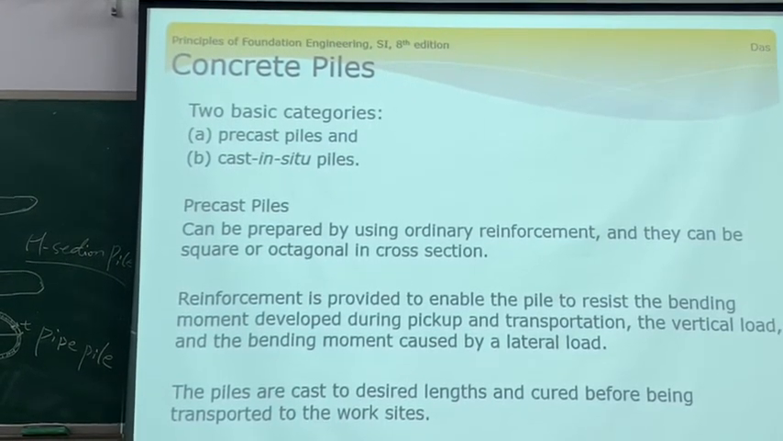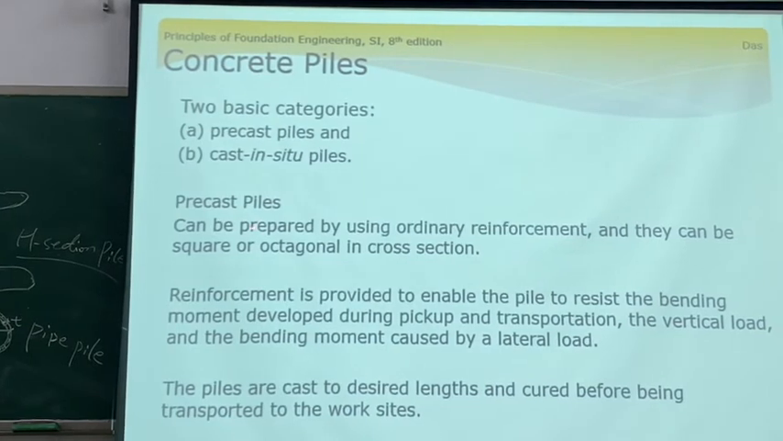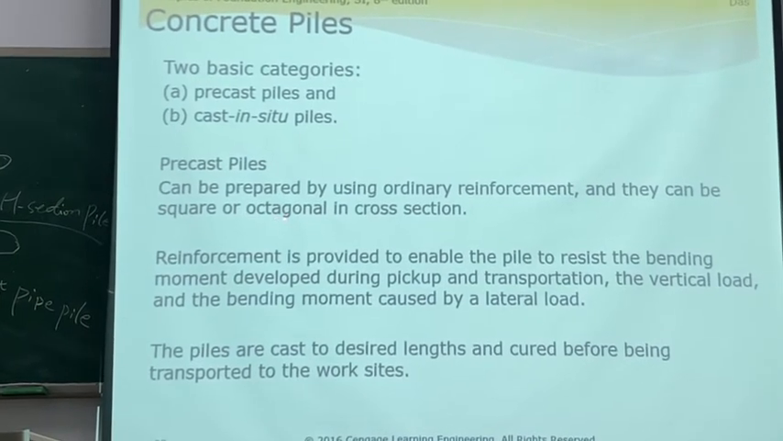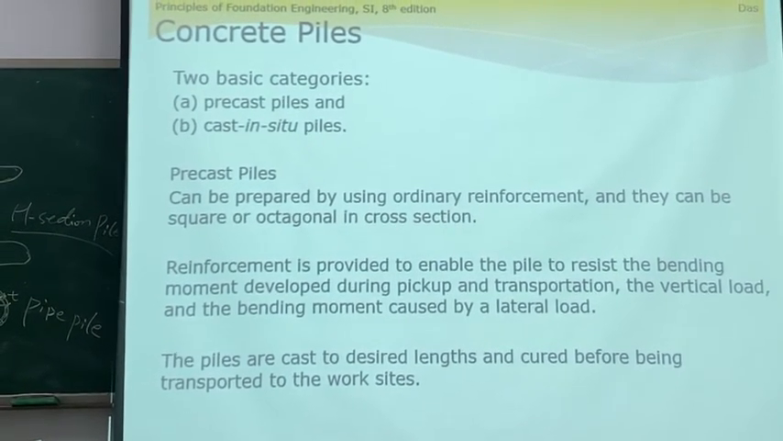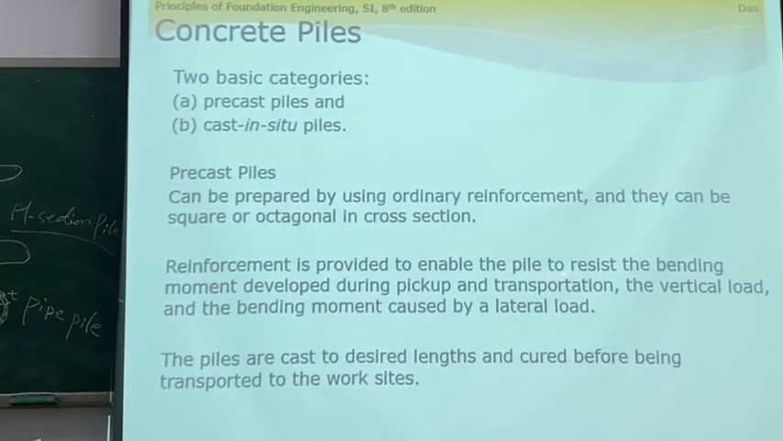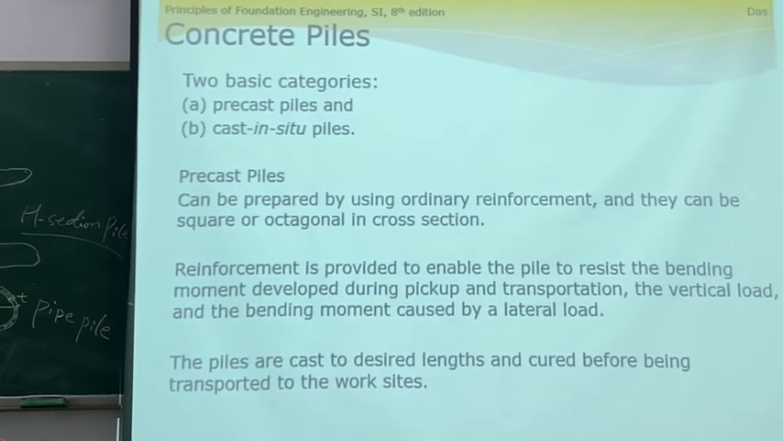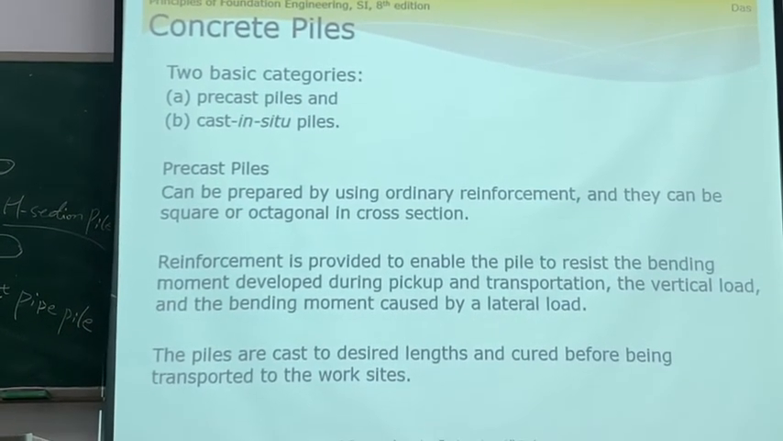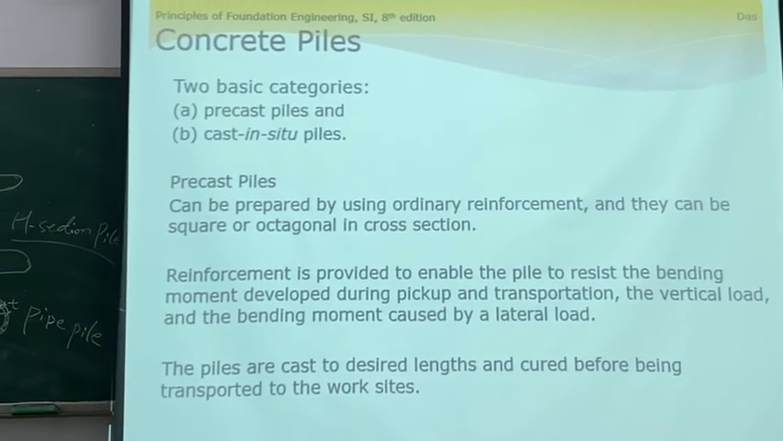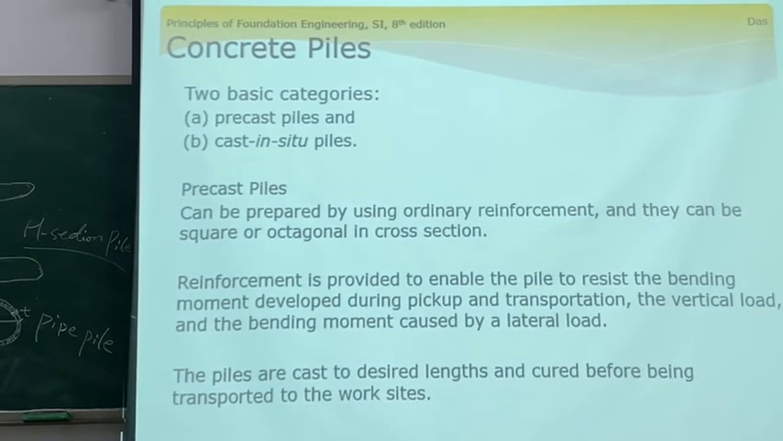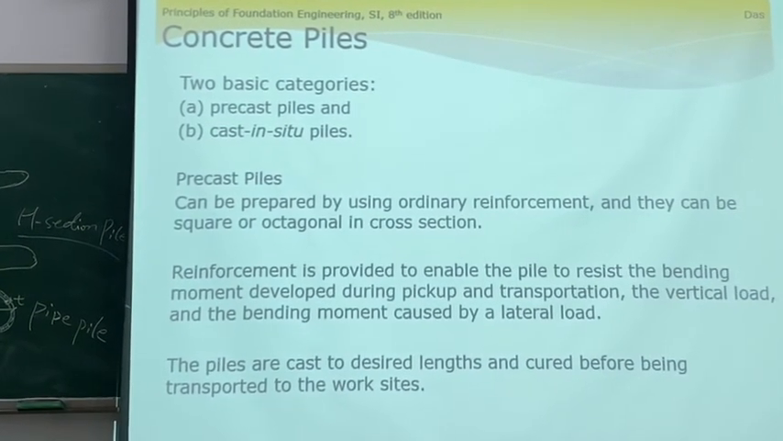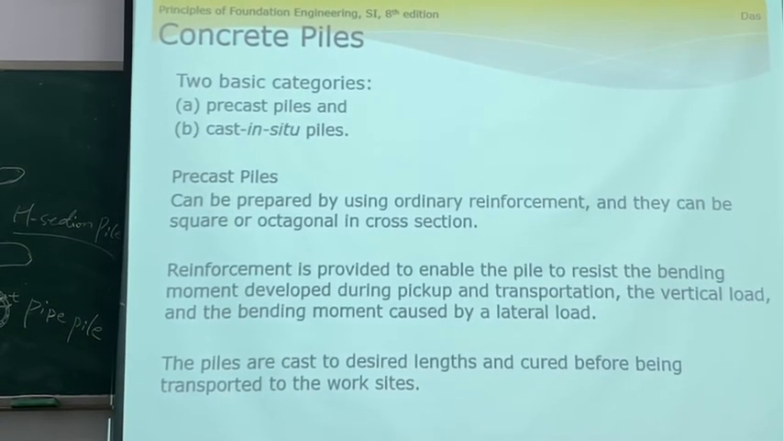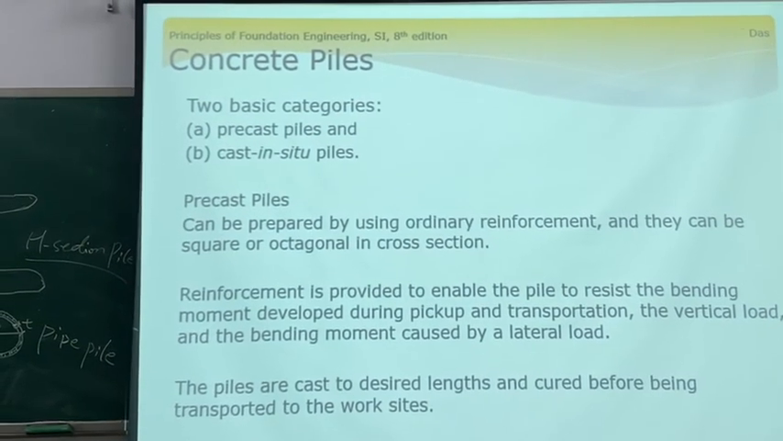First one, the precast pile can be prepared using ordinary reinforcement, and they can be square or octagonal in cross section. Reinforcement is primarily to enable the pile to resist the bending moment developed during pickup and transport, because this pile is made in the factory. Then we can move the pile to the site by transport truck and so on. So we need to consider picking the pile up.